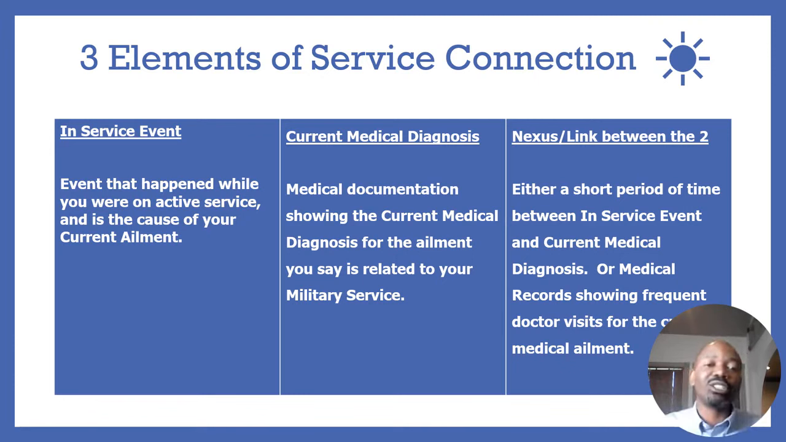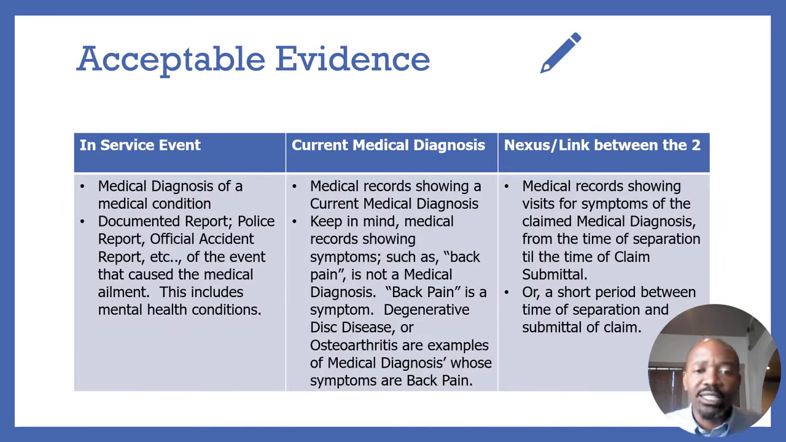Once again, that in-service event is number one. Number two is a current medical diagnosis. And number three is that nexus, that link between the two elements. And these are just some examples of what acceptable evidence would be for each element. All right. Once again, more tools to help you. Keep this in mind as you create your claim.